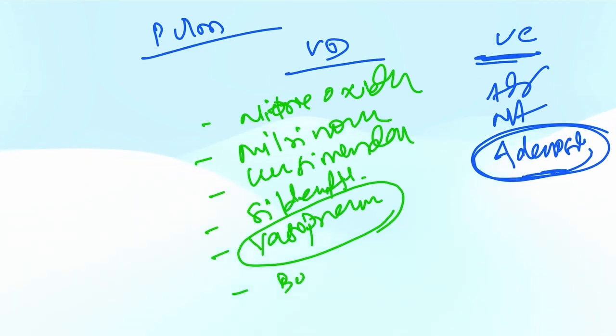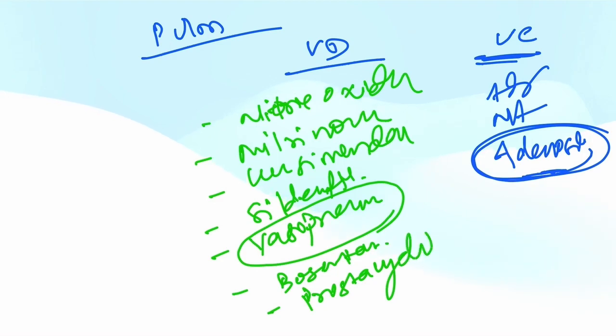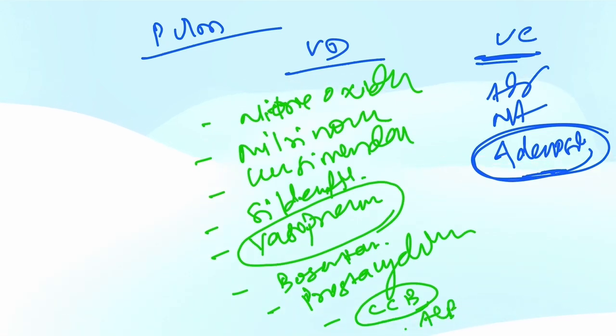Then you must be using bosentan, and as we had already discussed, prostacyclins, also calcium channel blockers and ACE inhibitors. Right. So these are some potential therapeutic options which vasodilate the pulmonary circulation. Right.